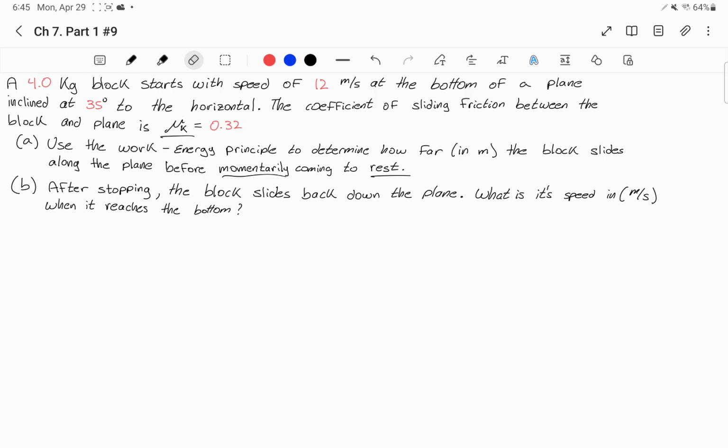Part A wants us to find the distance that the block travels up before it comes to a stop. And Part B wants us to find the final velocity of the block after it slides back down the plane.